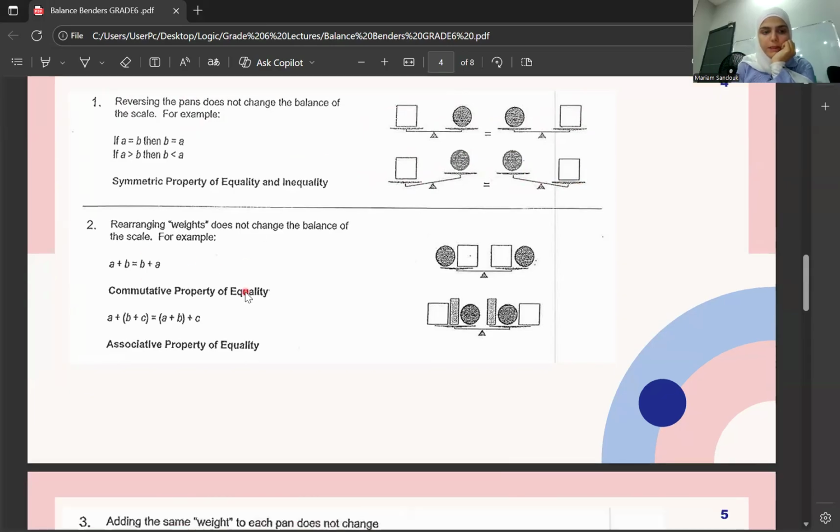Okay, what about the second property? Rearranging weights does not change the balance of the scale. For example, if we have A plus B, so a circle plus a square, it's the same as a square plus a circle. Also, we have the commutative property of equality. If we have a square plus a rectangle on one side and a circle on the other, it's the same as a rectangle plus a circle on one side and a square on the other. So this is the same.